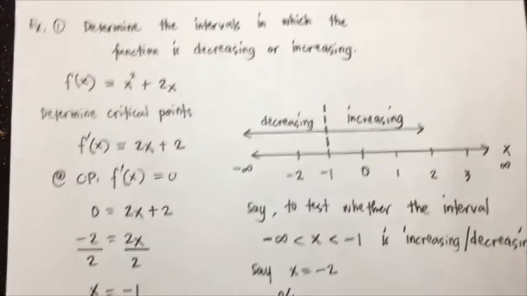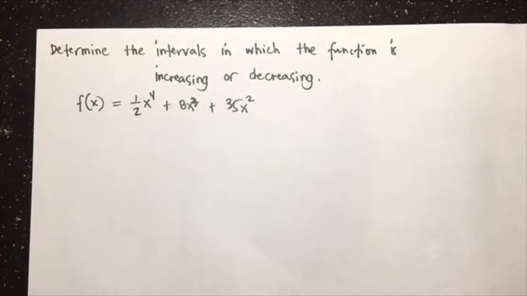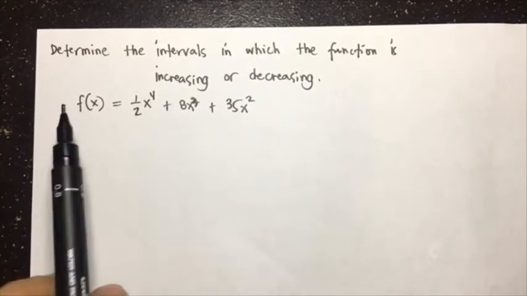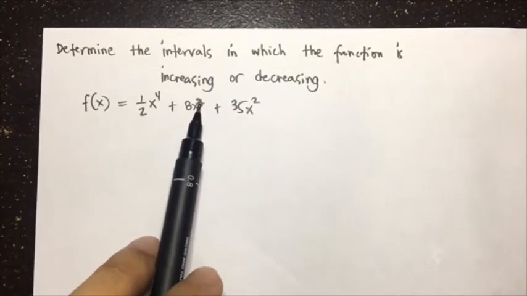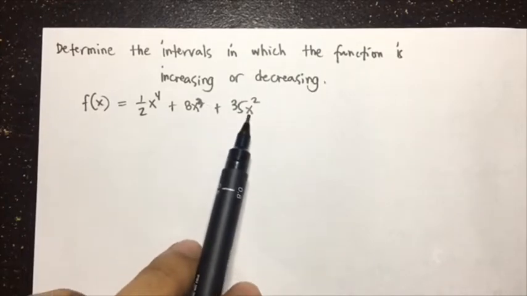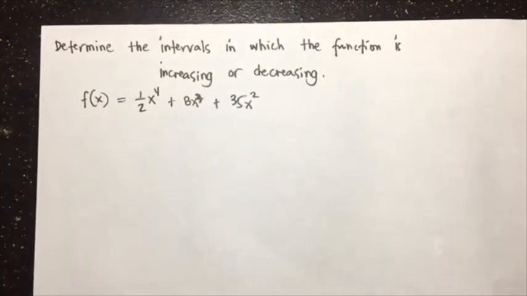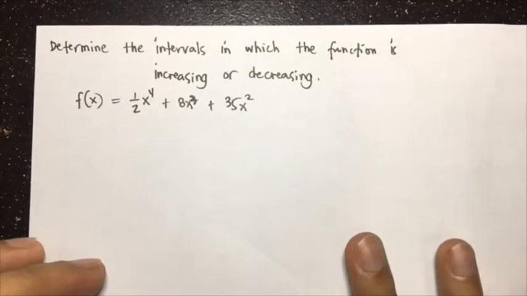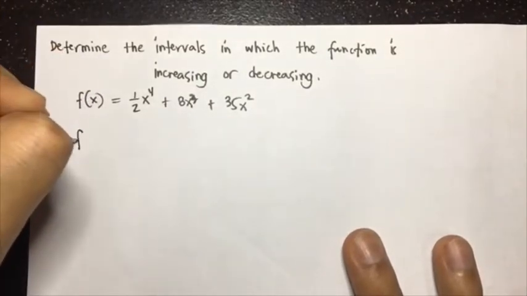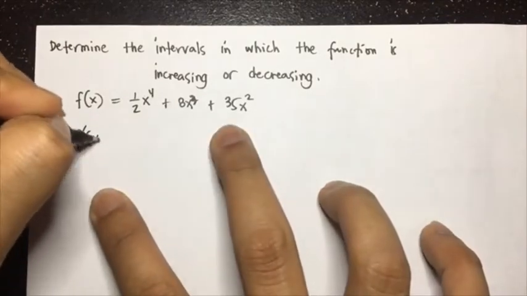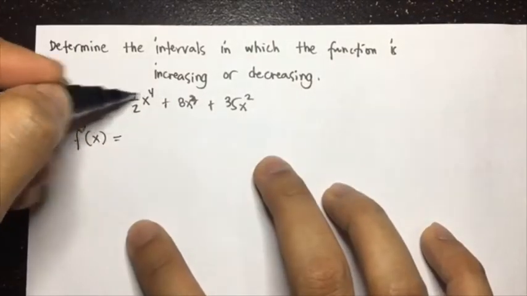Okay, so let's have another problem. Another example: determine the intervals in which the function is increasing or decreasing. You have this function f of x is equal to 1 half x to the fourth plus 8x cubed plus 35x squared. Again, our first step is to determine the critical points. So get the derivative. f prime of x is equal to, so how do we derive this?